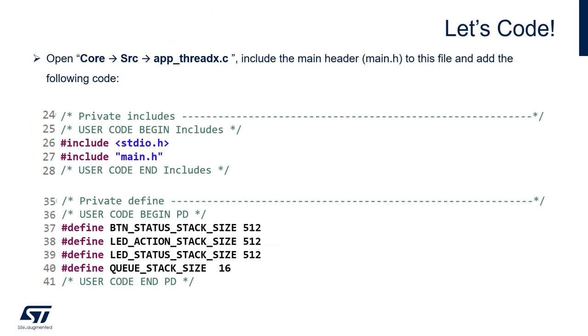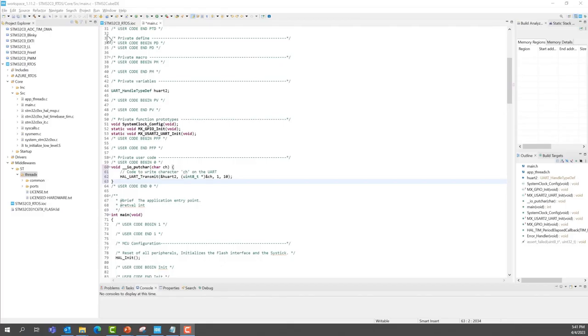Now we can open app_threadx.c to add the following code. First, we're going to add some includes: include stdio.h and also include main.h. Okay, I'm going to save main.c.